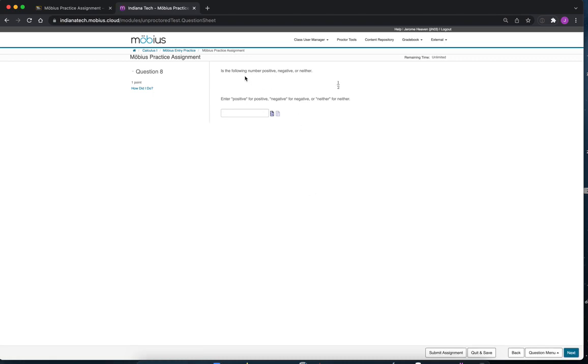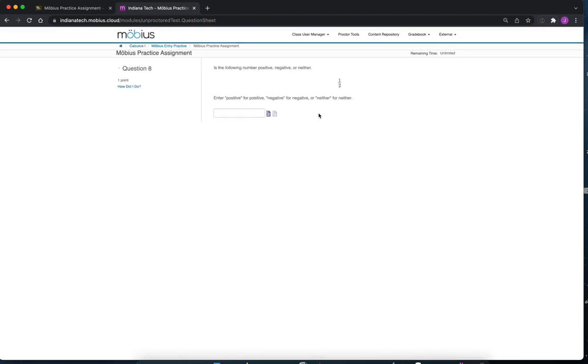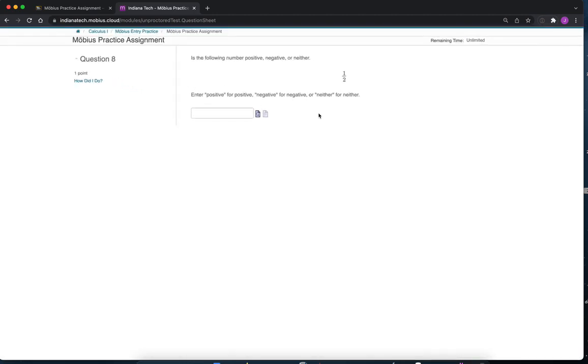So is the following number positive, negative, or neither? Well, you have some questions in Mobius where you're going to be required to enter an actual word, maybe even sometimes a phrase, to answer the question. Now, even though it has the quotation marks around it, you're only going to enter what's between the quotation marks. So if we look at our number, 1/2 is definitely a positive number, so I'm going to enter positive, and then I'm going to say, how did I do? And that is correct, right?